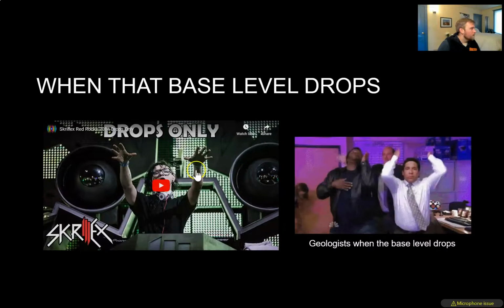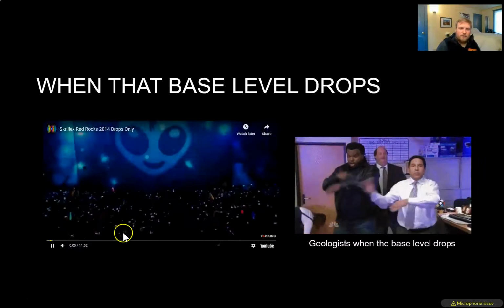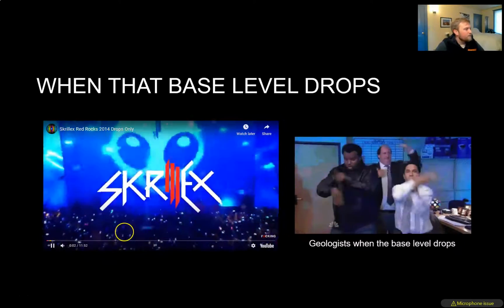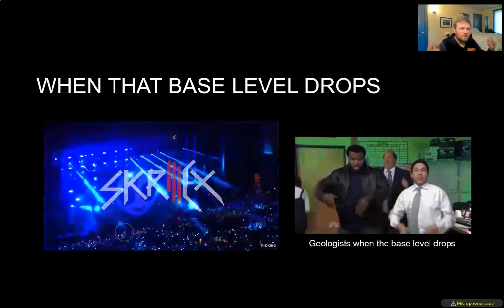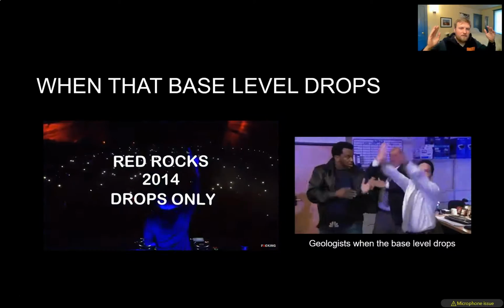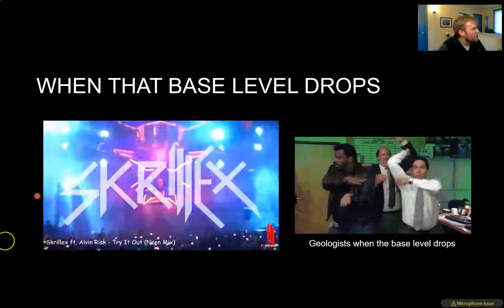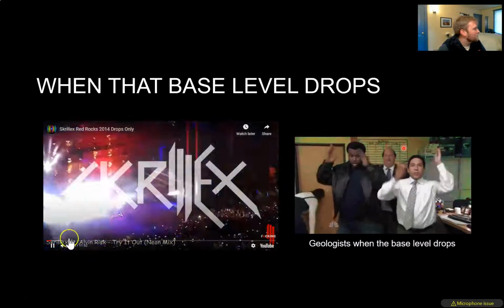So this is something that fluvial geomorphologists care a lot about, right? When the base level drops. Okay, not going to embarrass myself much more than that today.